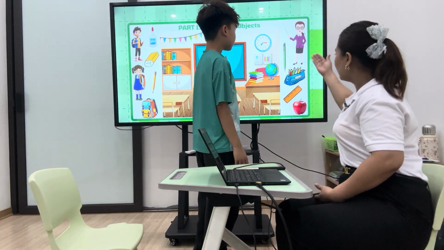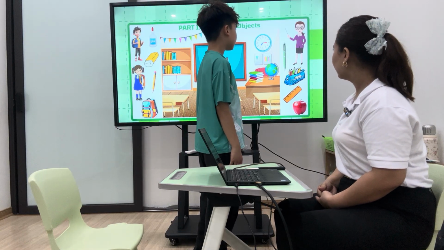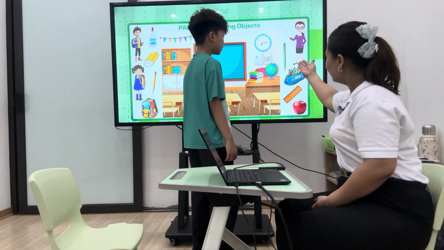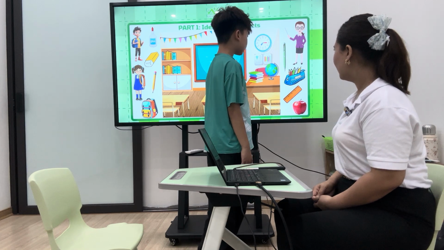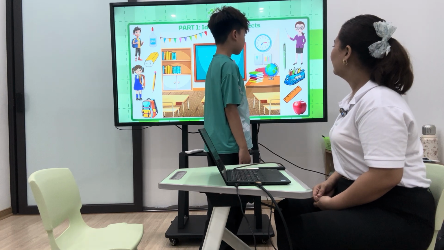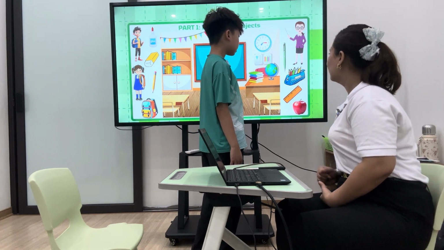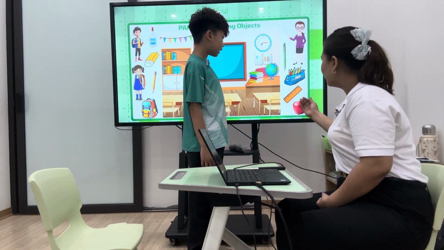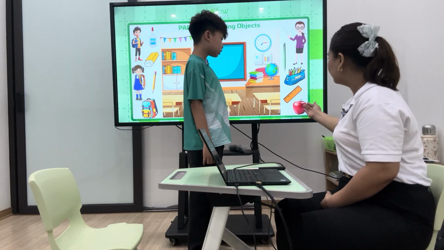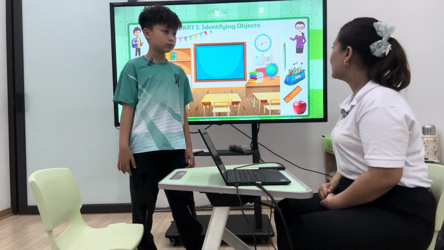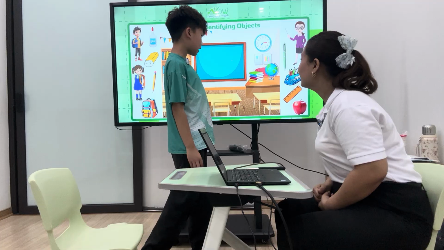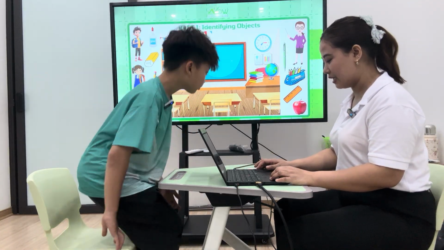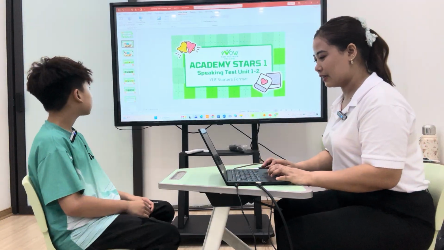So here, Leo, what can you see? She is my teacher. Okay, and next. Is a pen. All right, and? Is a pencil case. Okay. Is a ruler. Okay, good job. It's an apple. It's an apple. Very good, Leo, for the first part of your speaking test. So let's move on to the second part.